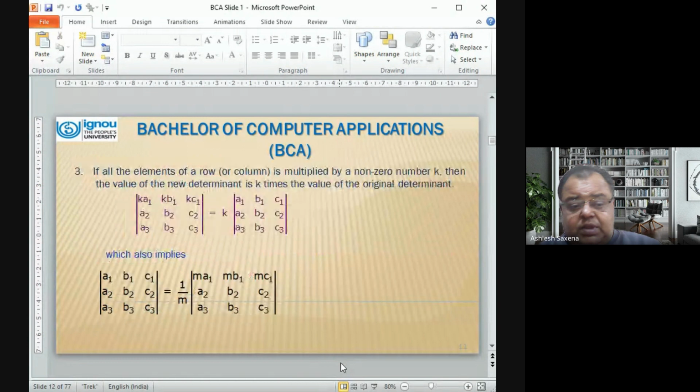Third one, if all the elements of a row or column are multiplied by a non-zero number k, then the value of the new determinant will be k times the value of the original determinant. What I mean to say, if I had multiplied this with a non-zero number, that is k, take this k out and the remaining will be the number. Keep one thing in mind. Don't make it k cube or 3k. It will be a single k only.